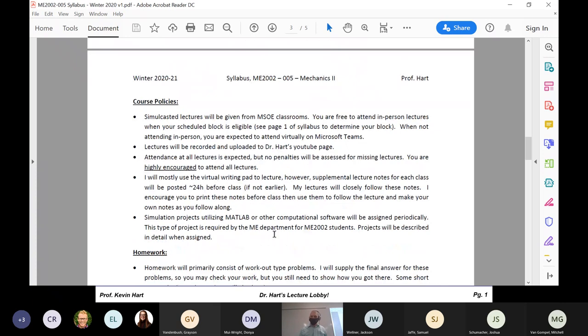So, like I said, for this course policies, I'll be simulcasting from this room. I'm in Dirk's Hall 323 right now, so that's where I'm simulcasting from. I would encourage you to come in person if you're comfortable with that. I think it's just like a better learning environment to be in person as much as you can. But if you want to take this class fully online, you can also do that as well.